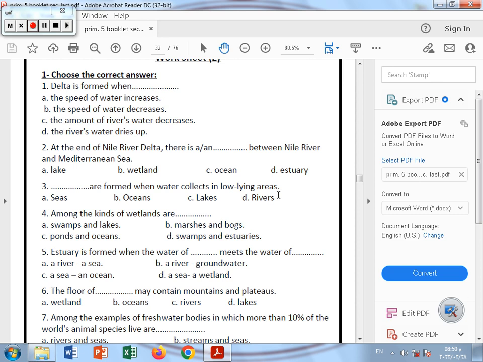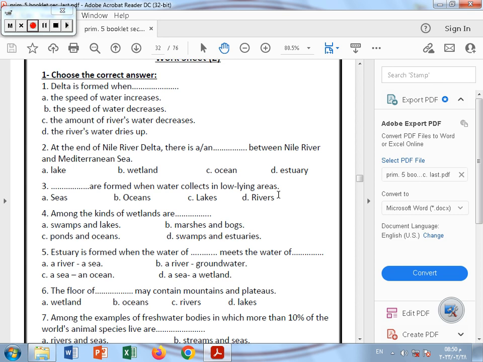Number 2, at the end of the River Nile Delta, there is an estuary, between the Nile River and the Mediterranean Sea. Very good. The River Nile contains fresh water. When it meets a sea or salty water inside the Mediterranean Sea, this forms an estuary. Number 3, what is formed when water collects in low-lying areas? We say the low places, when the low places collect a large amount of water, this forms lakes.